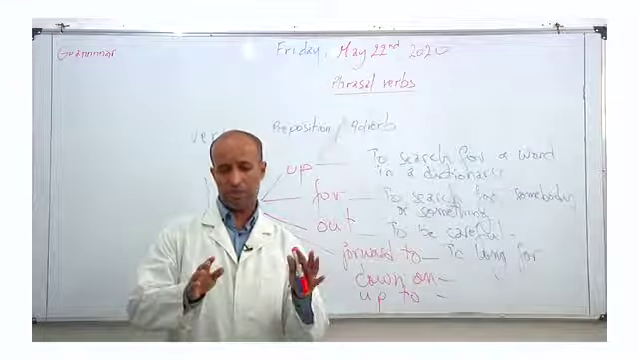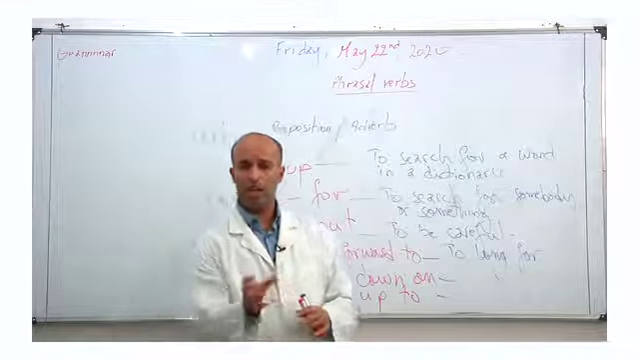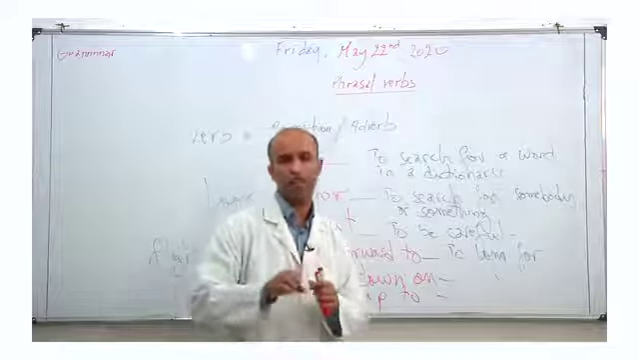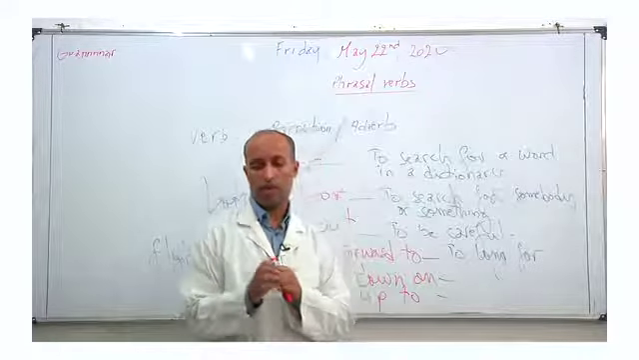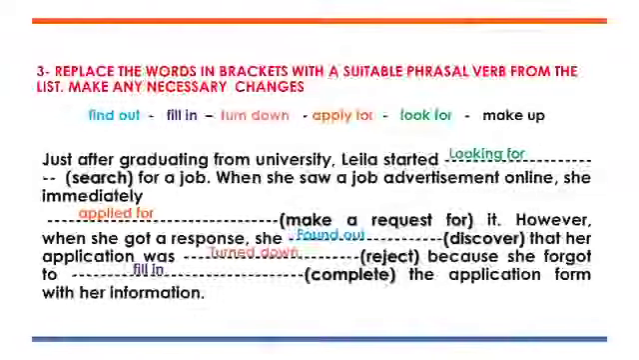Next exercise, and it is the last one. Now you're going to do the same thing, but this time you have to pay attention to the changes that may occur to the verb. Replace the words in brackets with a suitable phrasal verb from the list. Make any necessary changes. So you have find out. We already explained it. It means to discover and learn about something. Fill in, to complete a form or a document with your information. Turn down, to refuse and reject.